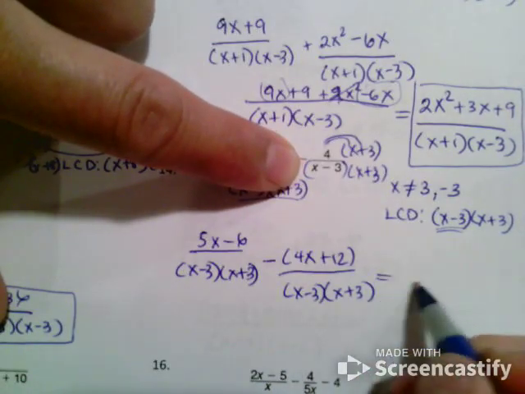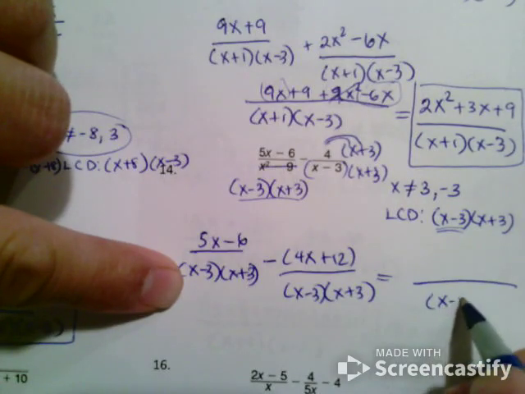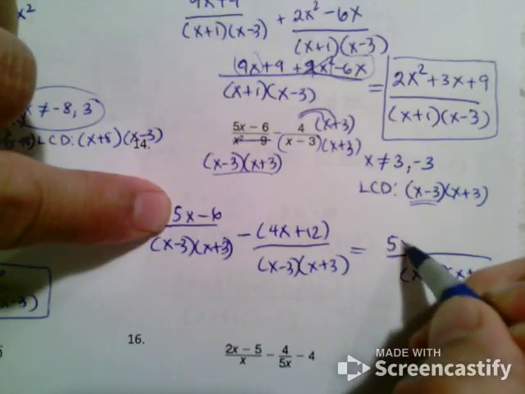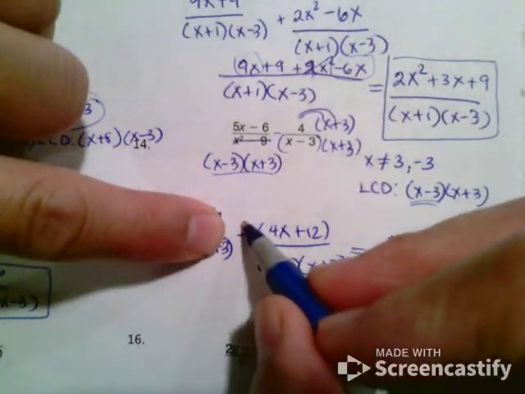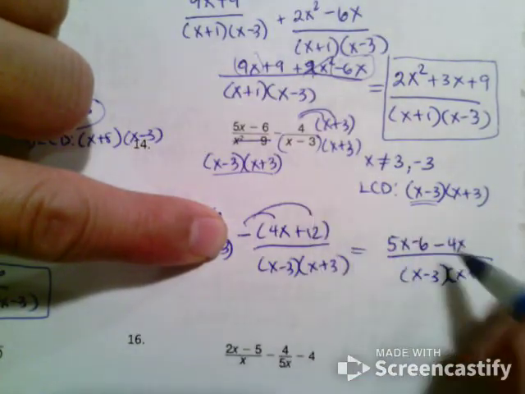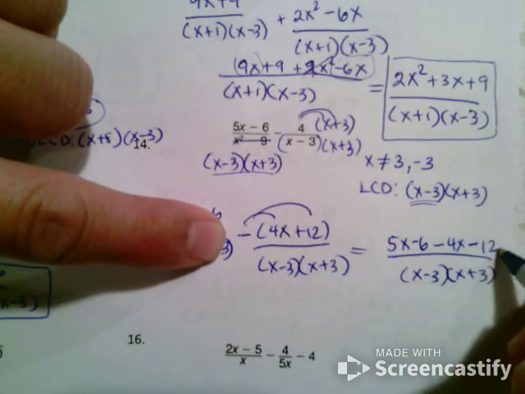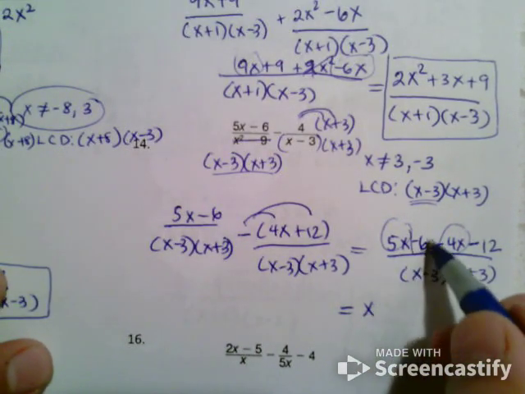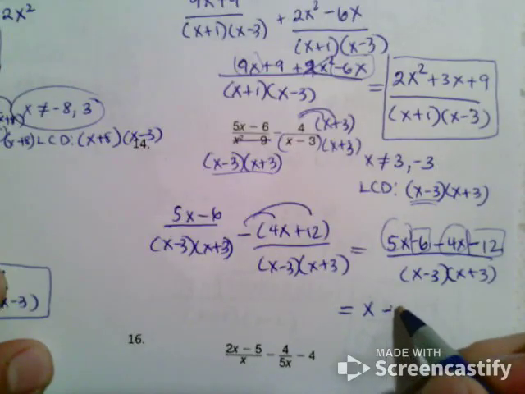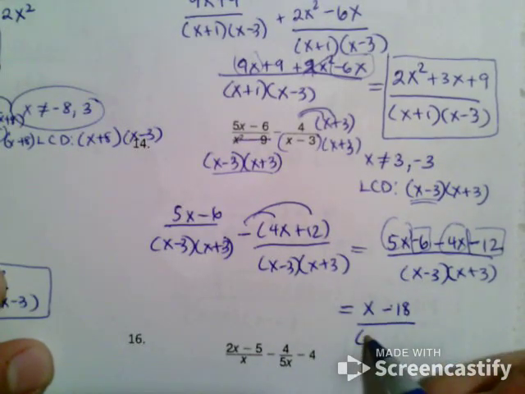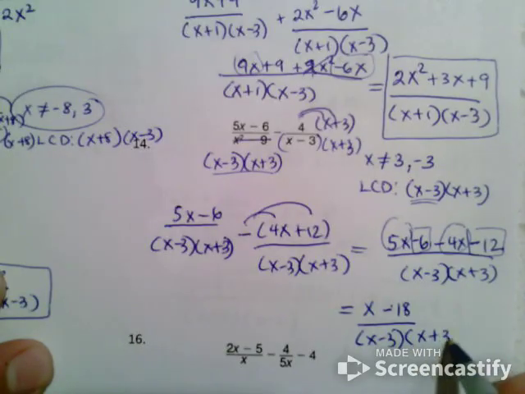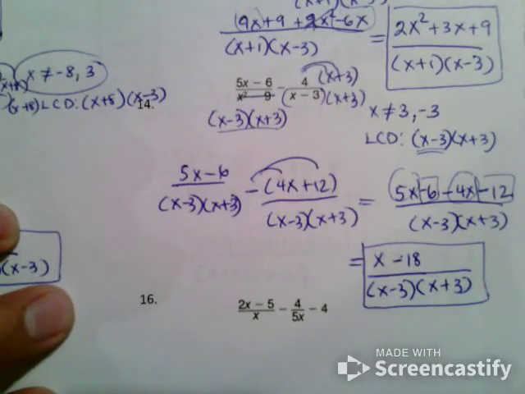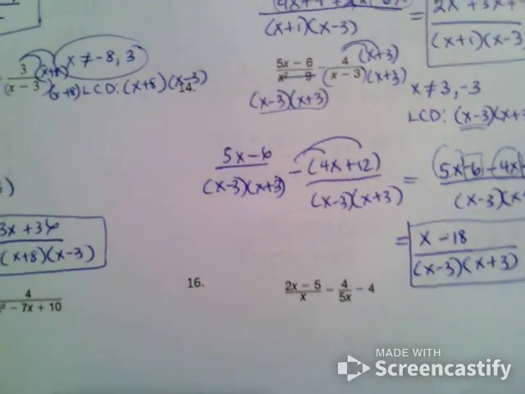Okay, and then we're going to keep the denominator. And then just add or subtract. Now here, you're going to distribute the minus sign, and you get to here. Okay, so then your answer is x minus 18, and then you have your LCD down here. Like that. Okay, 2 more to go.